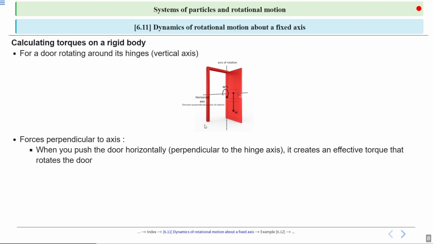Okay. So here what happens? It creates torque. This torque is what rotates the door, because the force lies in a plane that is perpendicular to the axis of rotation, which is the condition for generating torque. So only forces that are perpendicular to the axis, like horizontal pushes, are responsible for rotating the door.